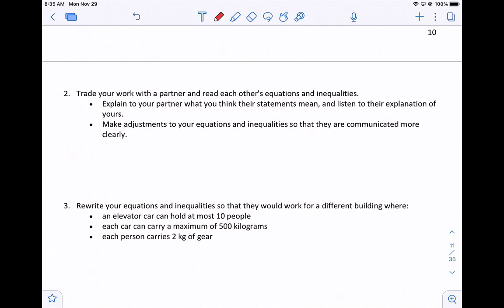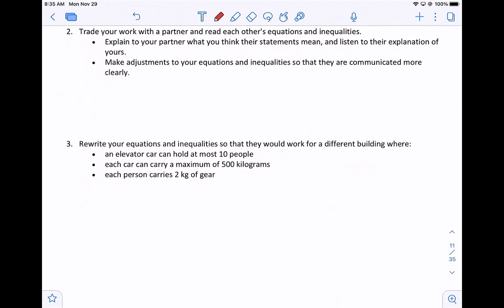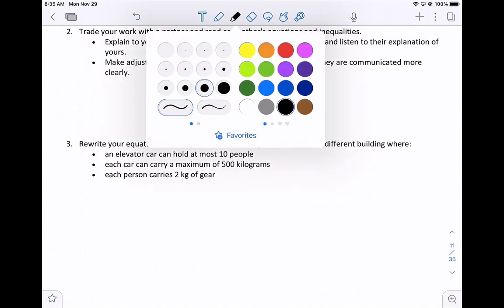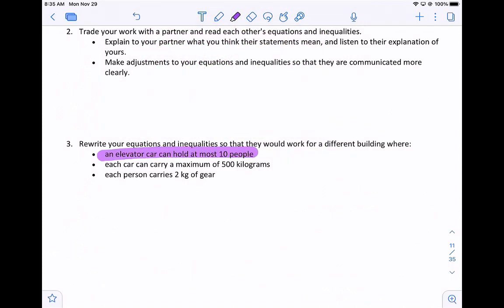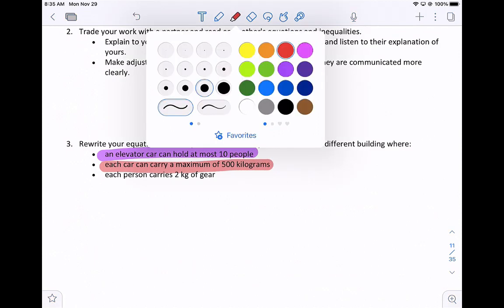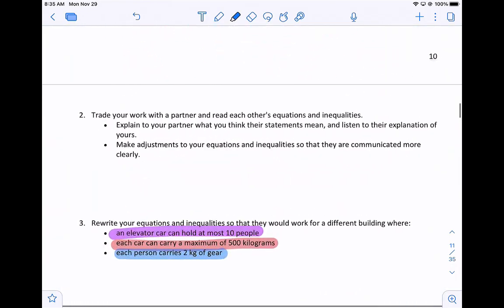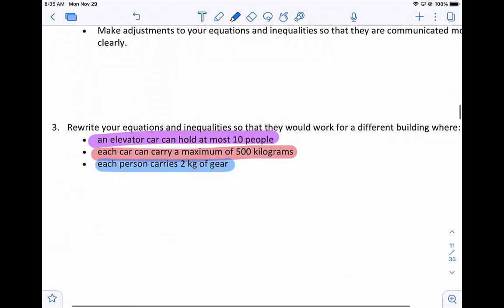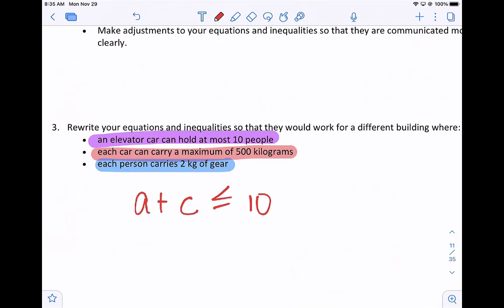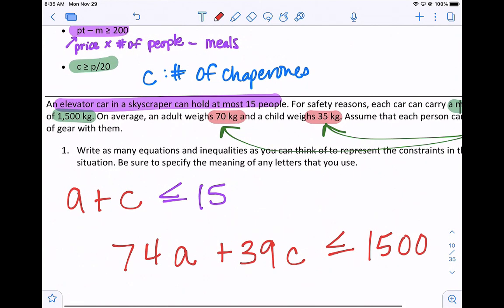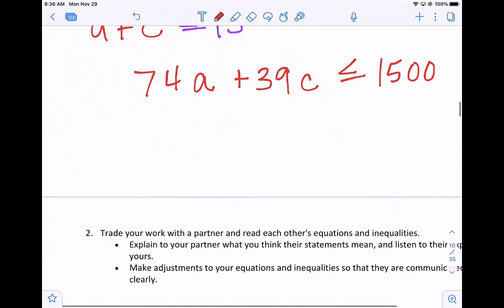Okay. All right. Number 3, write your equations and inequalities so that they would work for a different building where an elevator can hold at most 10 people. Each car can carry a maximum of 500, each person carries, okay, so very similar, but the weights are different. So 10 people. Okay, so adults plus kids, less than or equal to 10. And then 2 kilograms of gear, so we have to add 2 to this. All right, so it'd be 72 and 37.